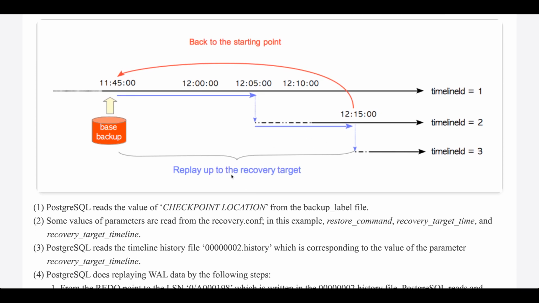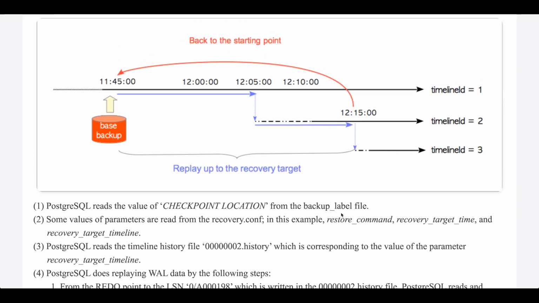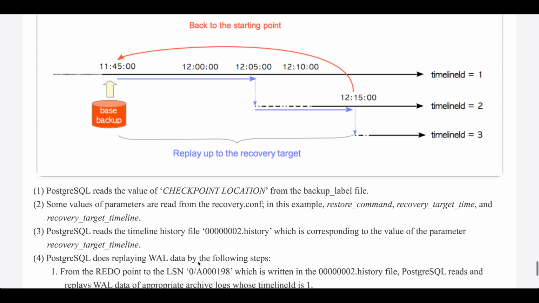1. Postgres reads the value of the checkpoint location from the backup_label file. 2. Some values of the parameters are read from recovery.conf, in this example restore_command, recovery_target_time, and recovery_target_timeline. Then 3. Postgres reads the timeline history file, 00000002.history, which corresponds to the value of the parameter recovery_target_timeline.